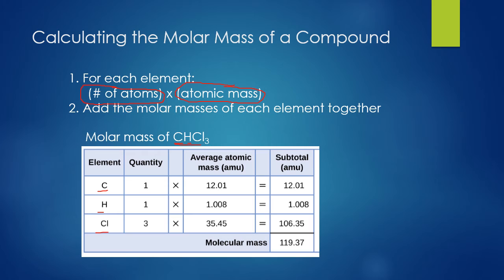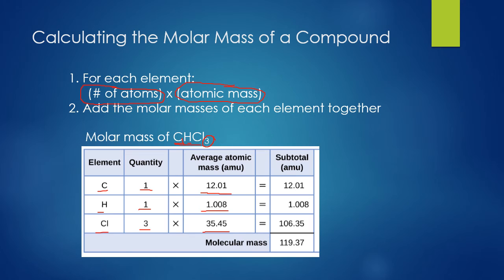Carbon doesn't have a subscript after it, so we assume there's just 1 carbon atom. Hydrogen, same thing, 1 hydrogen atom. Now chlorine has a 3 after it. So that little number 3, that subscript, tells me there are 3 chlorine atoms. Now for the next column, we're looking at the atomic mass. This is that average atomic mass that can be found on the periodic table. Carbon's atomic mass is 12.01. For hydrogen, it is 1.008, and chlorine is 35.45.